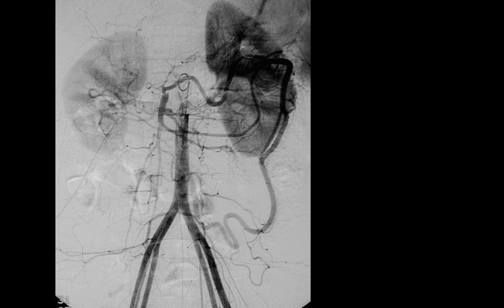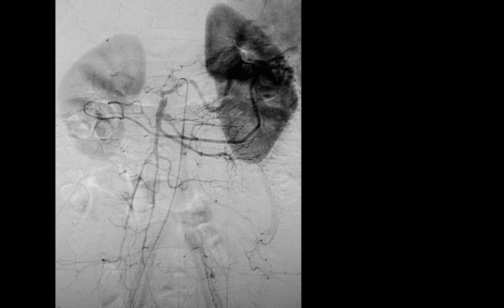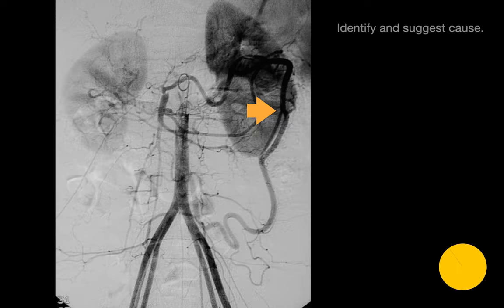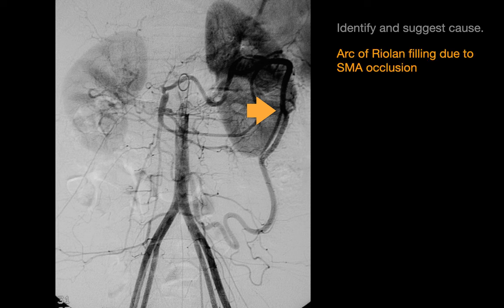Here's another DSA run. Slightly delayed image from the same run. What's this vessel and why is it there? What we're seeing is the arc of Riolan filling due to an SMA occlusion. In this case, flow is going basically from inferior to superior within the visceral collateral pathway.